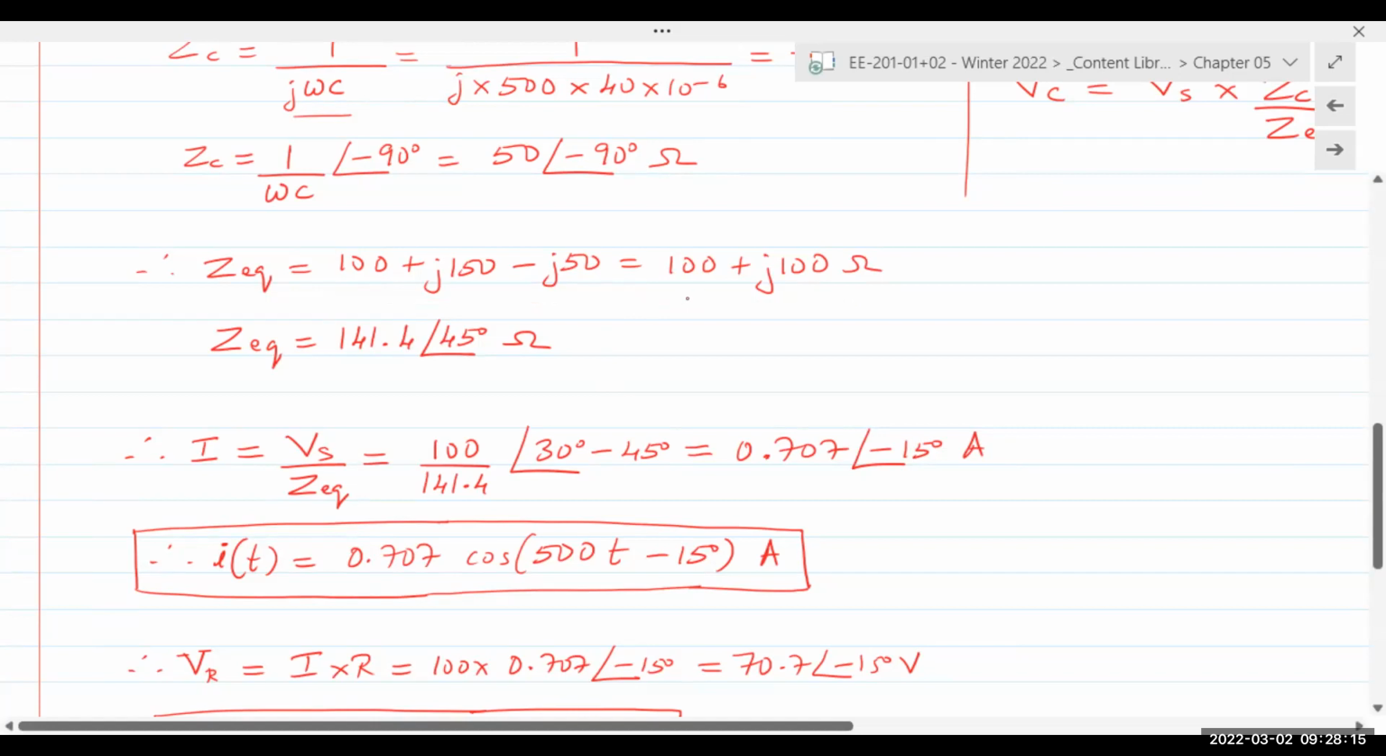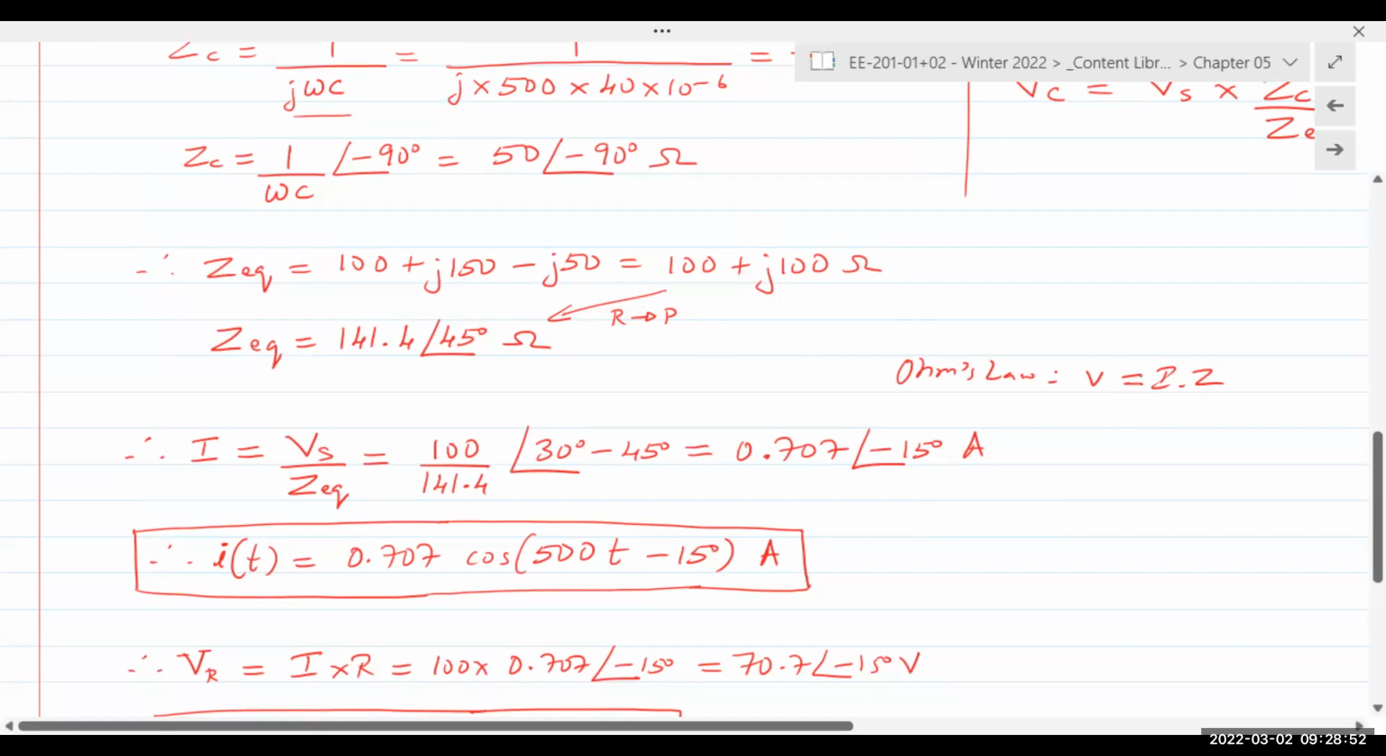Okay, so Zeq in rectangular coordinates is 100 plus j100. At the same time, I will convert it into polar coordinates, because the next operation I need to perform is a division. I'm applying Ohm's law. V equals IR. Again, in AC analysis, Ohm's law is V equals IZ. Everything else remains the same, except it's now a vector quantity.